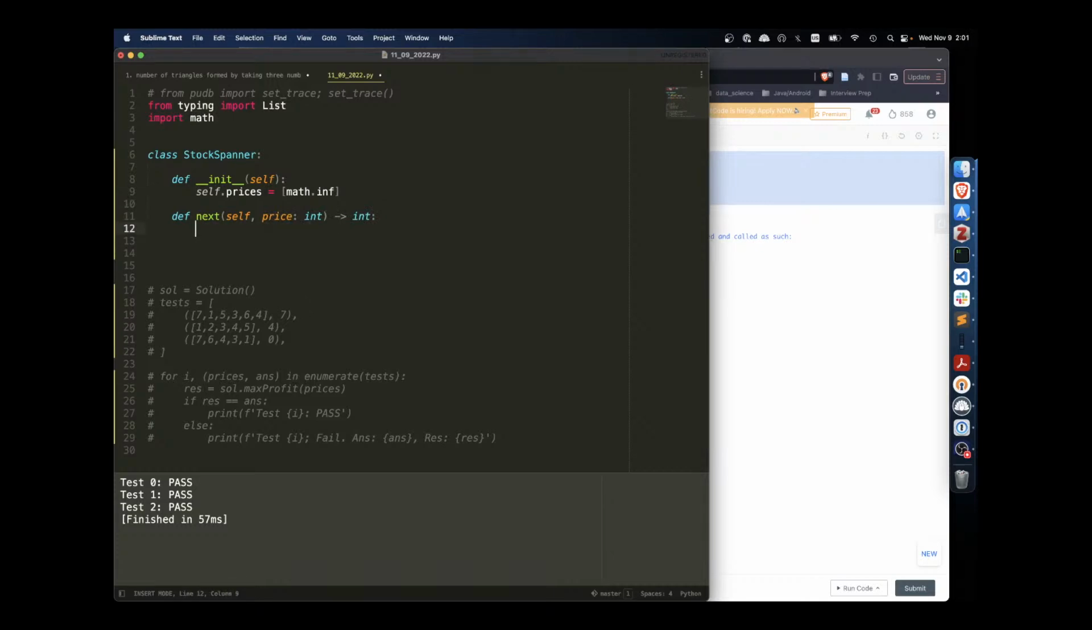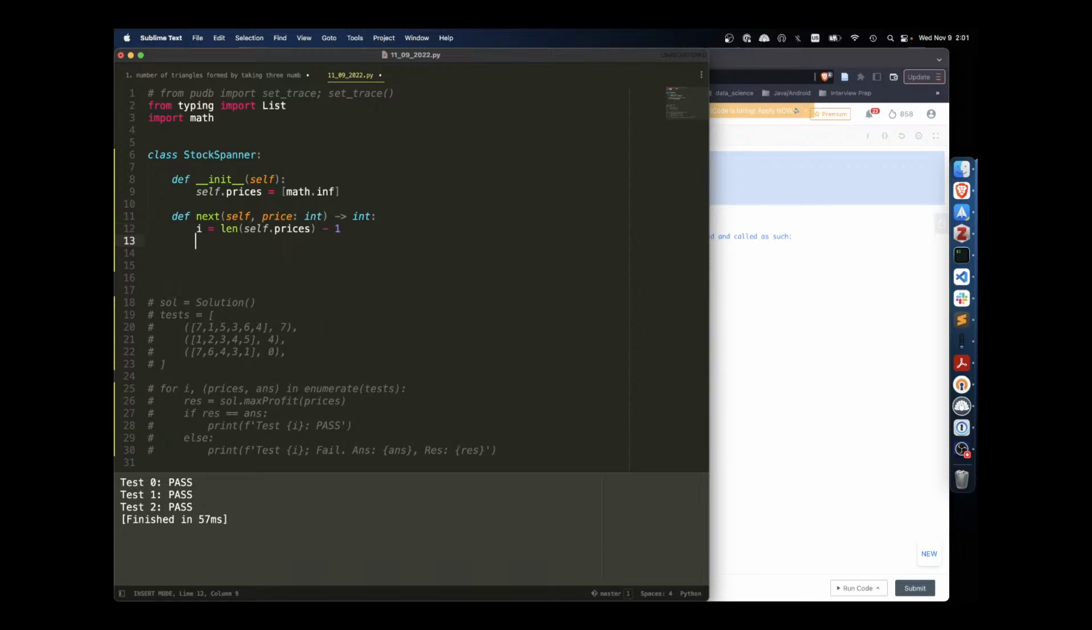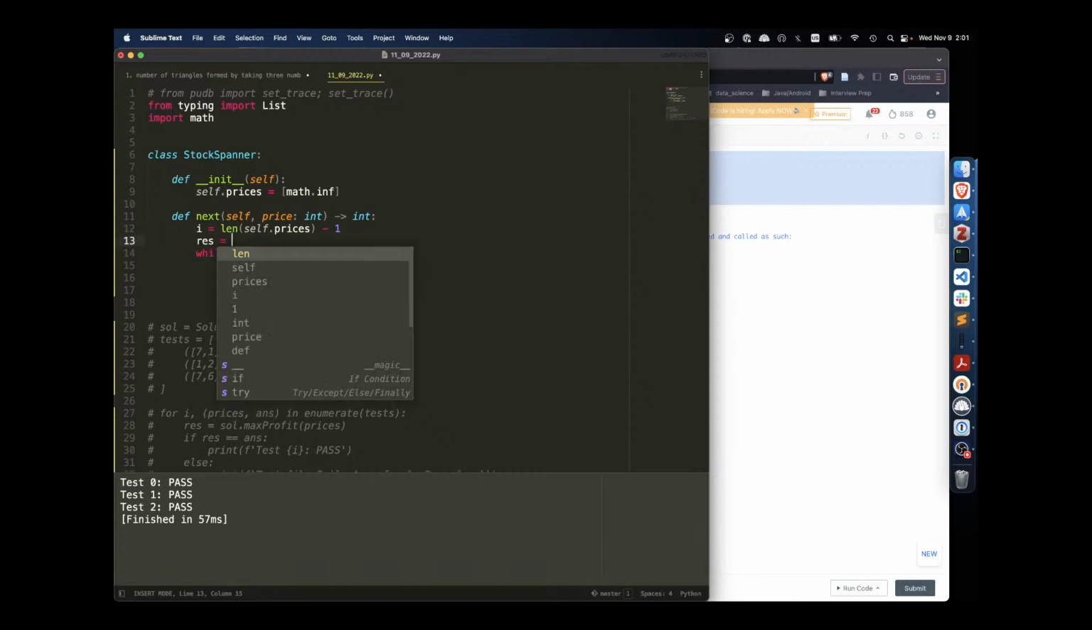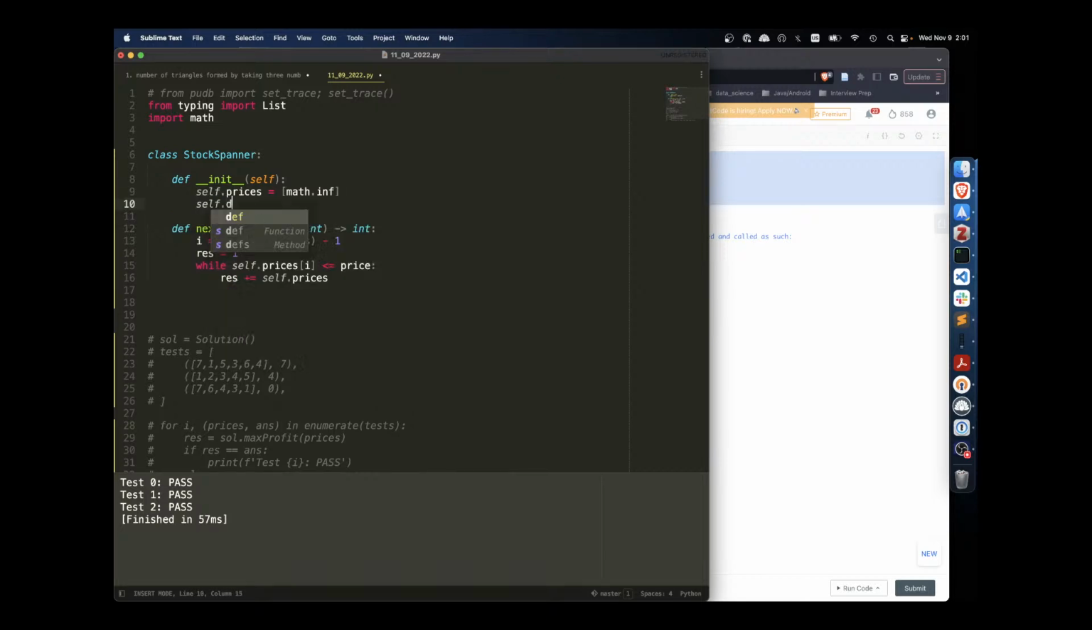And then we say i equals len(self.prices) minus 1. Okay. We say while self.prices[i] is smaller or equal to price, then res equals 0. Res equals 1. Okay. Res plus equal to self.prices. Oh, we need a result. Self.dp. Okay. dp is gonna be 0.